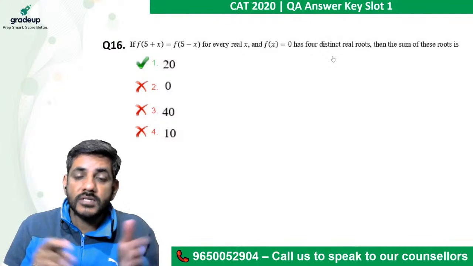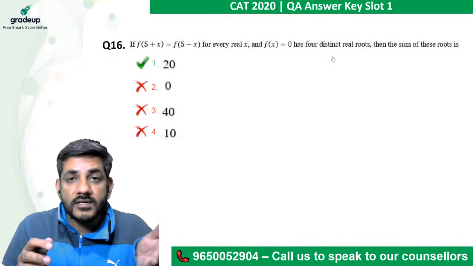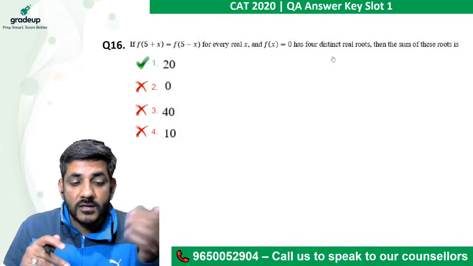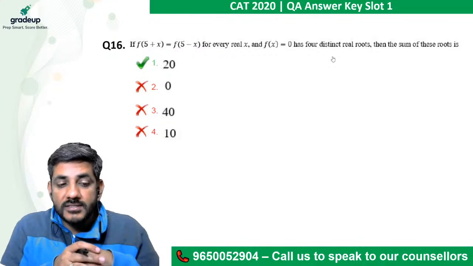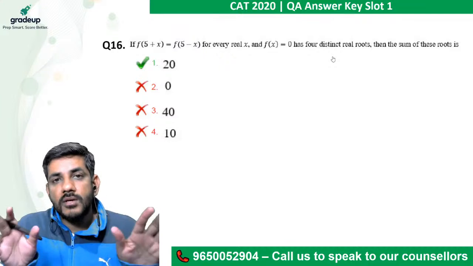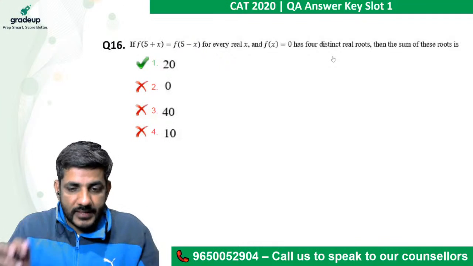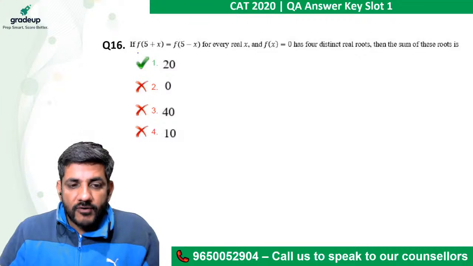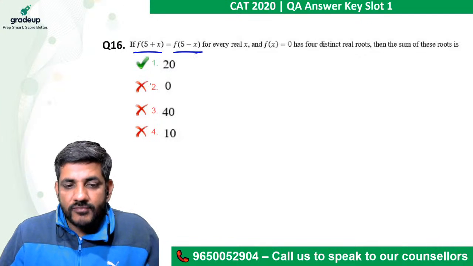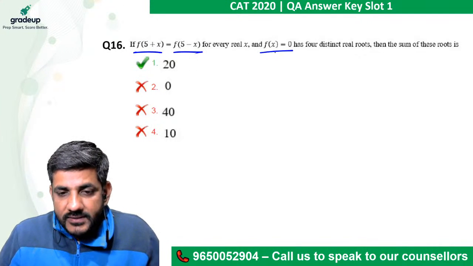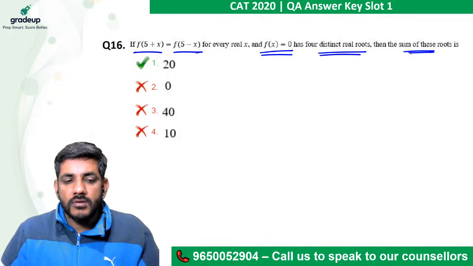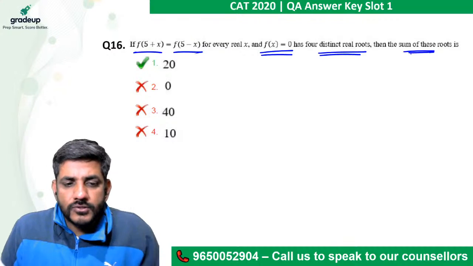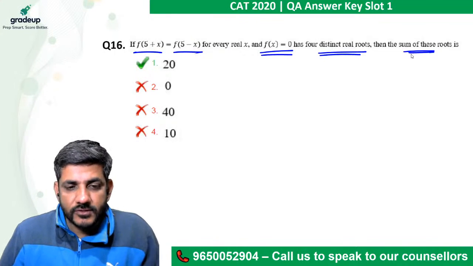But if you go into the definitions, you see there are 4 distinct real roots. It's a 4-degree equation. So let's write down a 4-degree equation. Try to put 5 plus x and 5 minus x. That will make it almost undoable, right? So f of 5 plus x is equal to f of 5 minus x, and f of x is equal to 0 has 4 roots. We have to find out the sum of these roots. So these are the 4 options given to us.